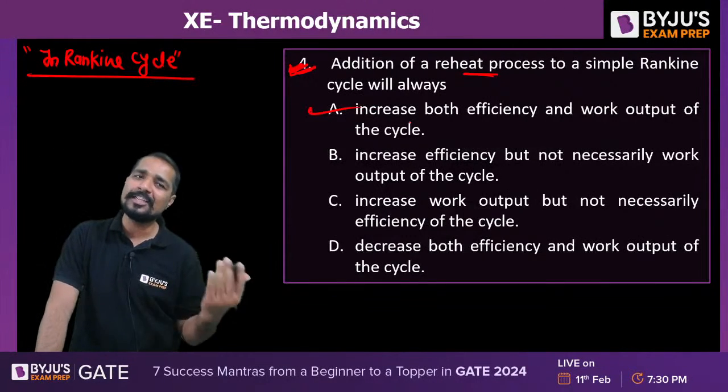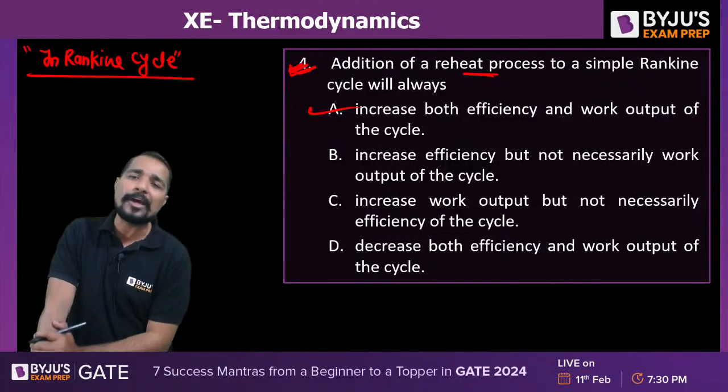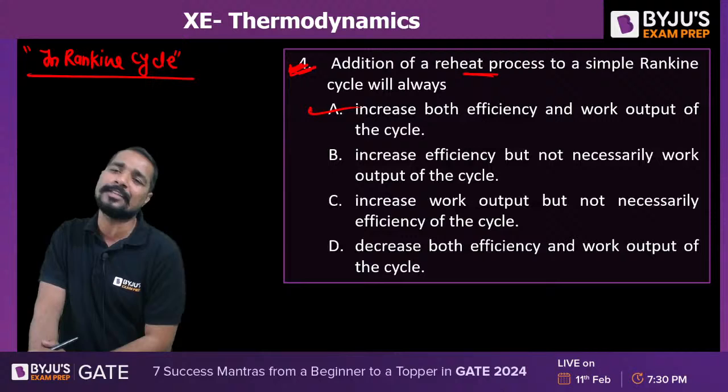Net output increases because of the T-S diagram area, and efficiency increases because of the mean effective temperature during the heat rejection and the heat supply.